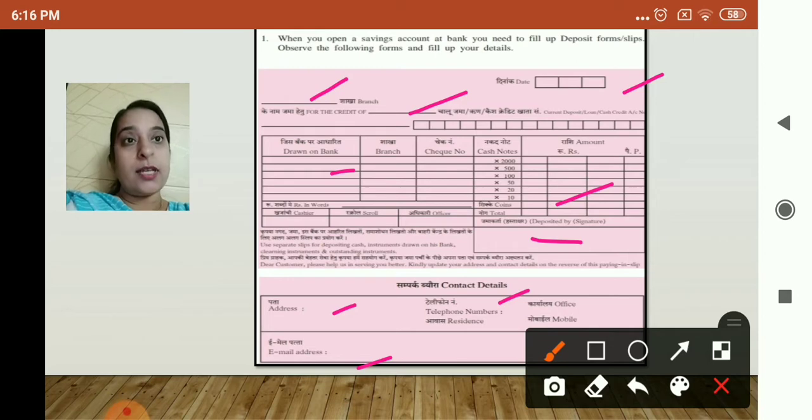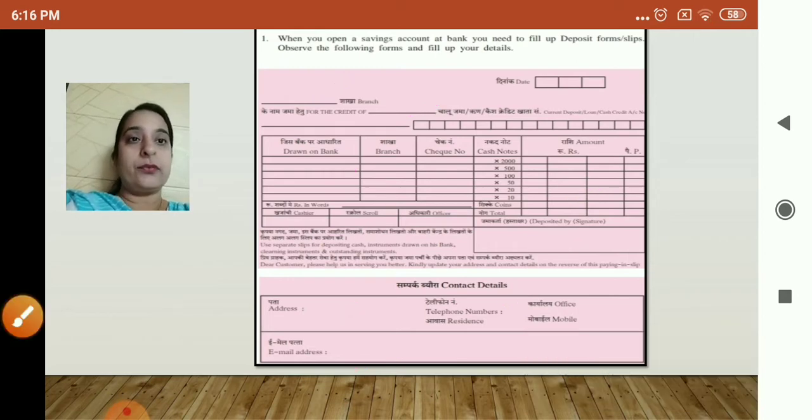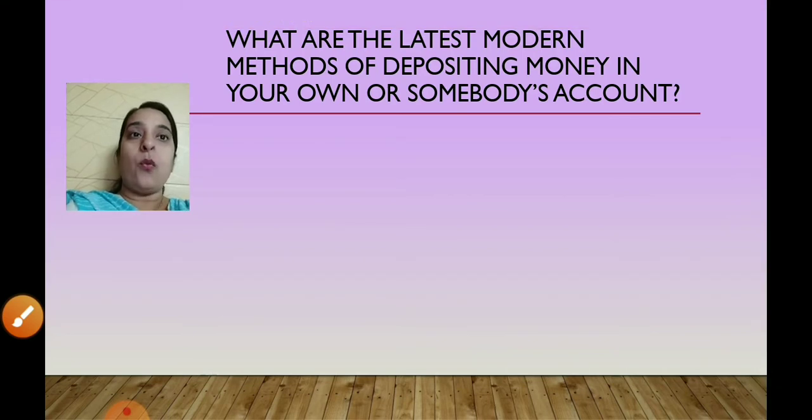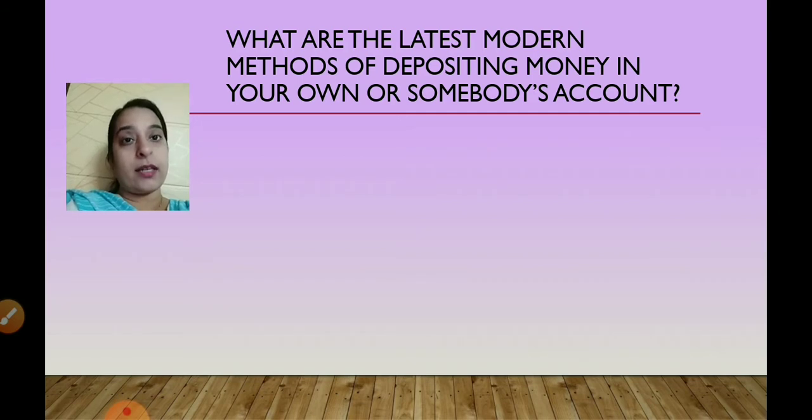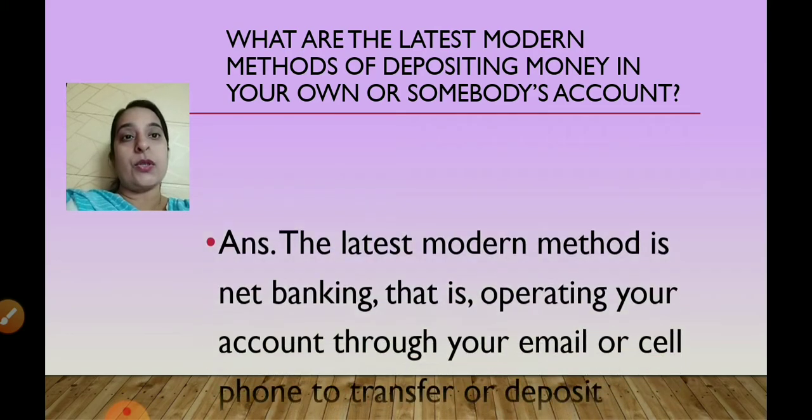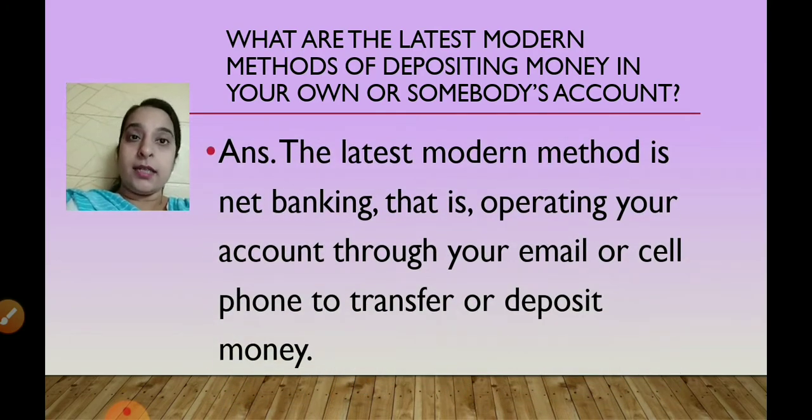Suppose you want to open a savings account at bank. Alright. Now, what are the latest modern methods of depositing money in your own or somebody's account? So children, you all know about net banking, also known as online banking or internet banking. Yes. So the latest modern method is net banking. That is operating your account through your email or cell phone to transfer or deposit money. You can transfer the money, you can deposit the money also.